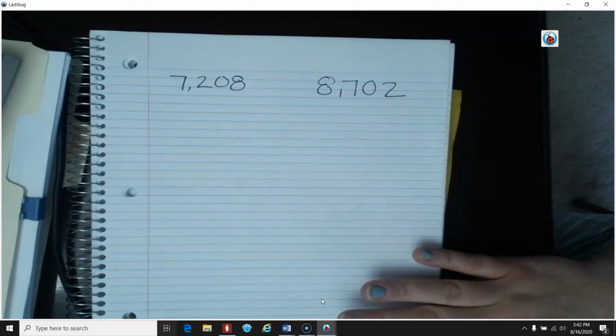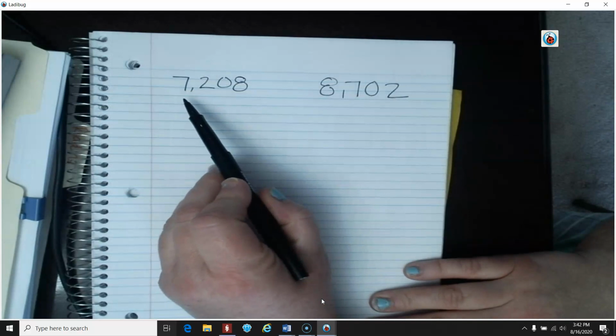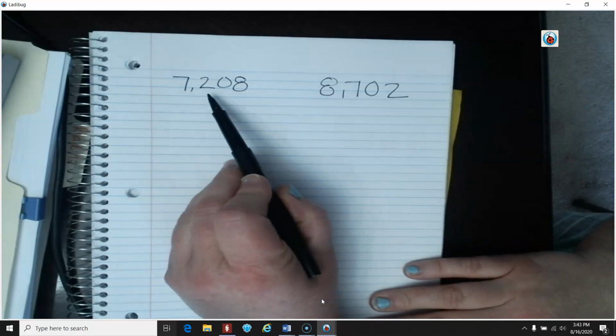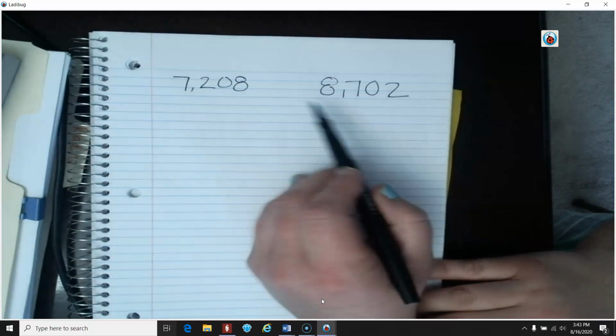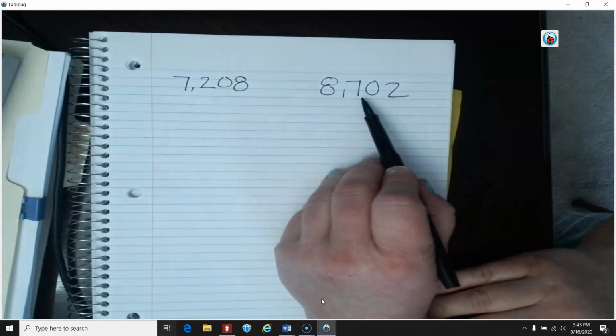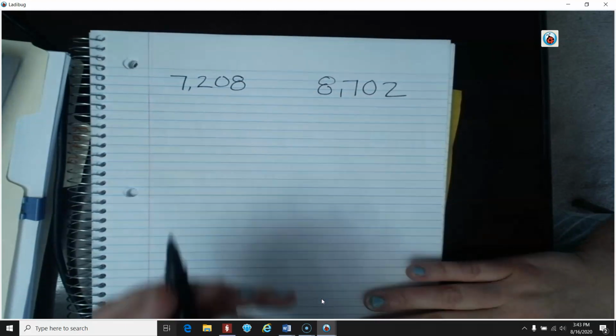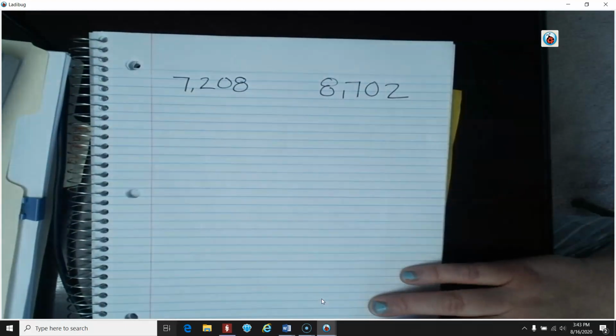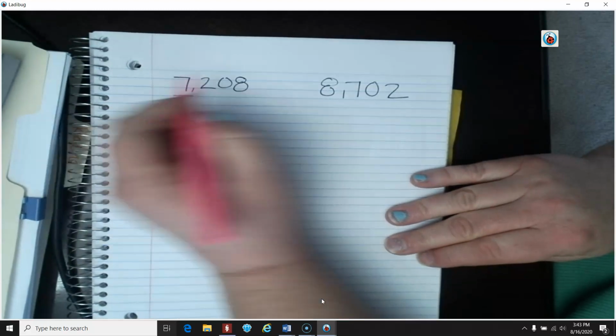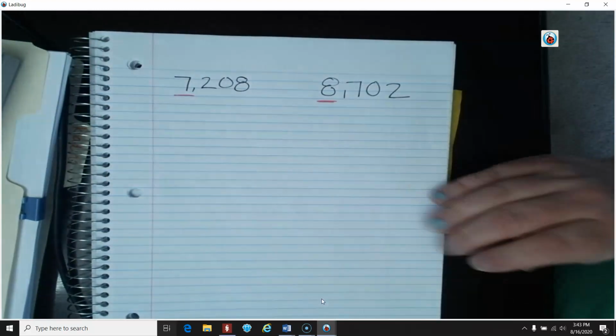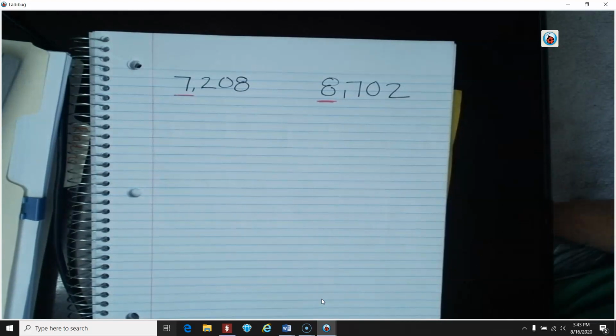So first I'm going to look at these 2 numbers. So this one is 7,208, and this one is 8,702. So what I'm going to do is start with my greatest place value. I'm actually going to use another color. So I'm going to start with my greatest place value, which in this number is the thousands place. That's the biggest place that I have a digit in for this number.